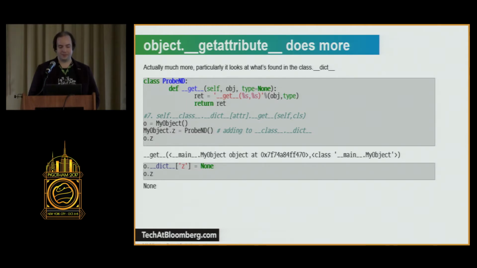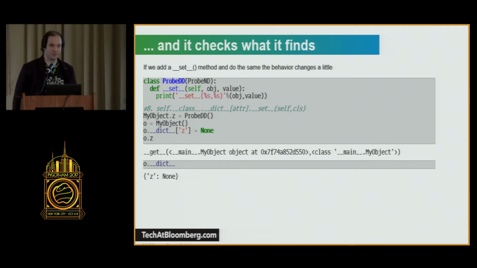Get on our probe ND is not called again. But there's still more going on, because getAttribute is actually looking to see what the thing that it found in the class dict was. Beyond just having a get method, if there's a set method there, then the behavior changes.